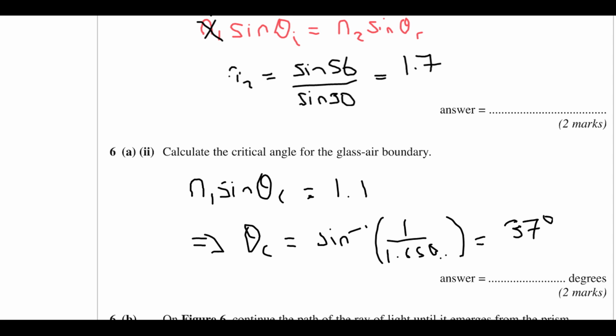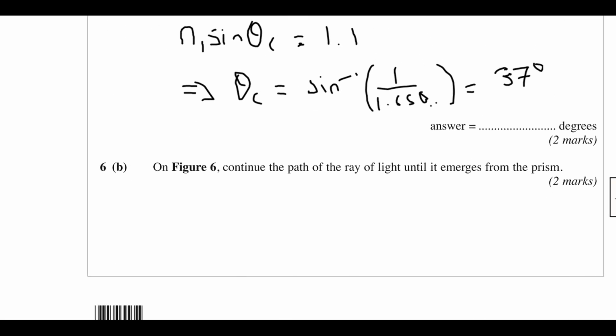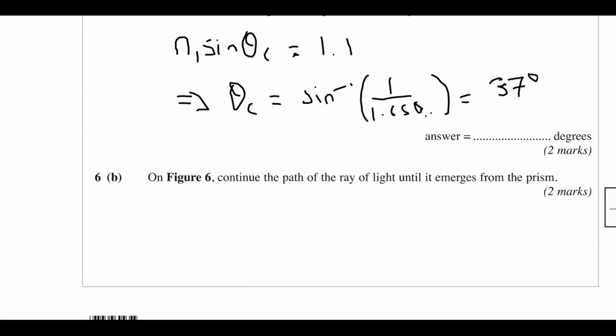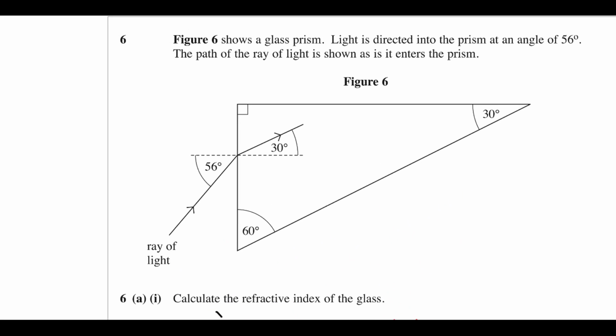Remember, critical angles only occur when you go from high to low, so it's going from glass to air. So that's the common mistake people would make. On figure 6, continue the path of the ray of light until it emerges from the prism. So the first thing it's going to do is go to the glass-air boundary.